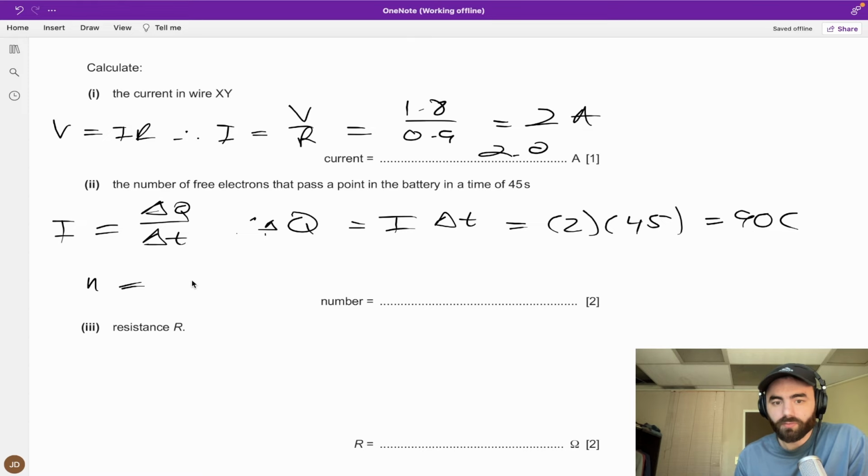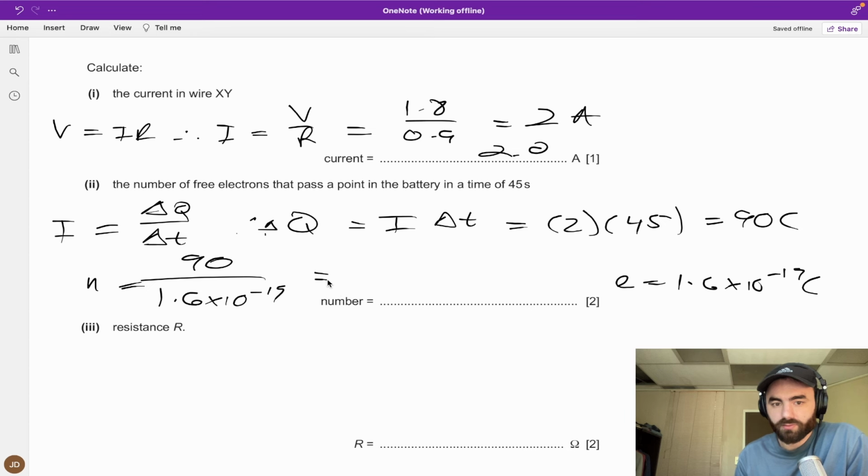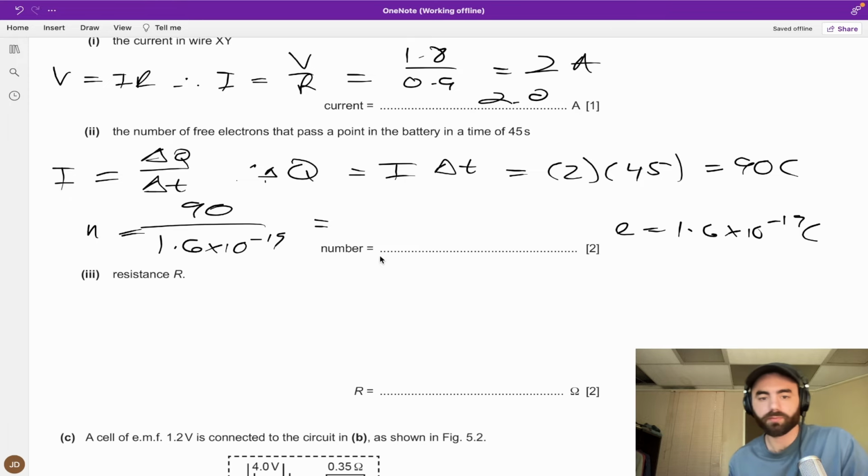So if we want the number of free electrons that pass in 90 coulombs of charge, well, the charge on a single electron is 1.6 times 10 to the negative 19 coulombs. So if we want the number, we have 90 coulombs of charge, and therefore divided by 1.6 times 10 to the negative 19. It's 5.6 times 10, 0.6 times 10 to the 20.